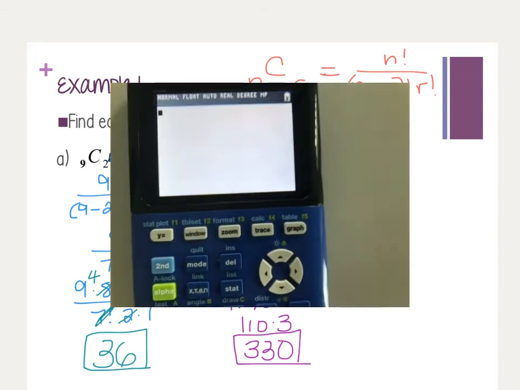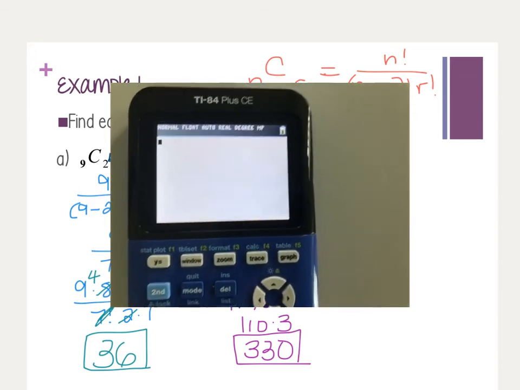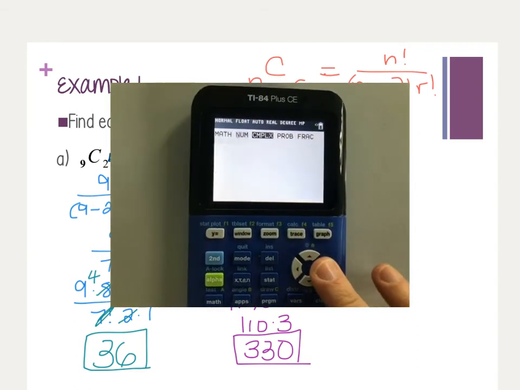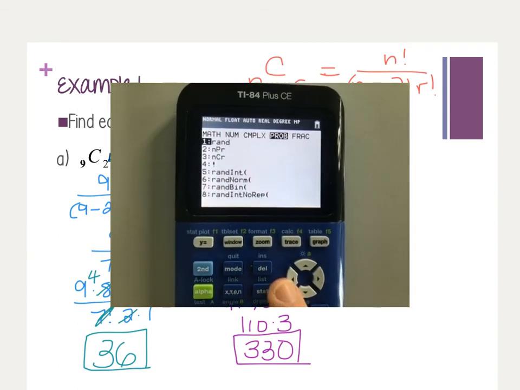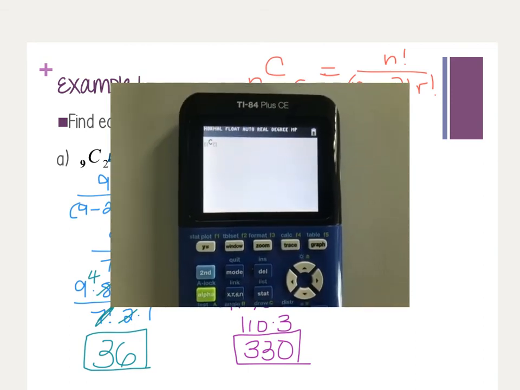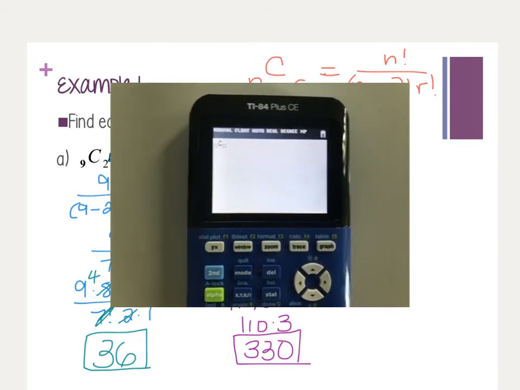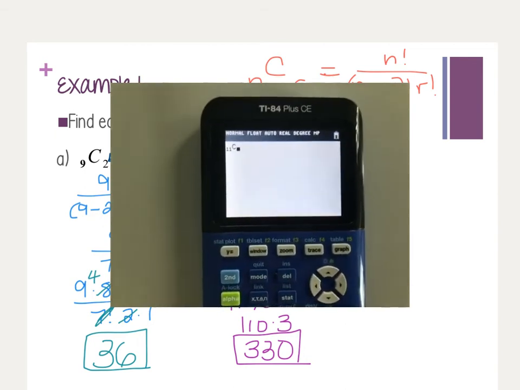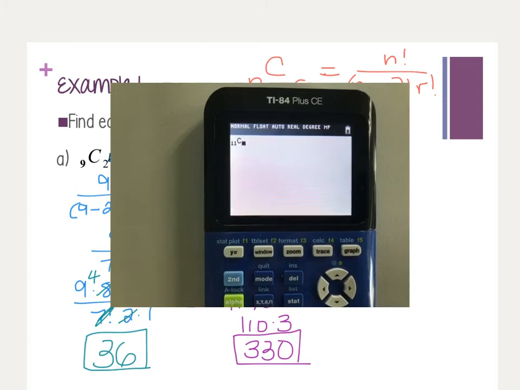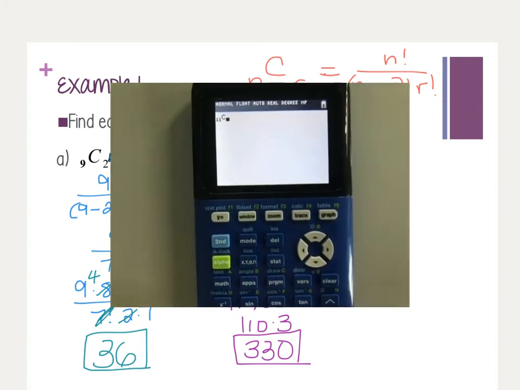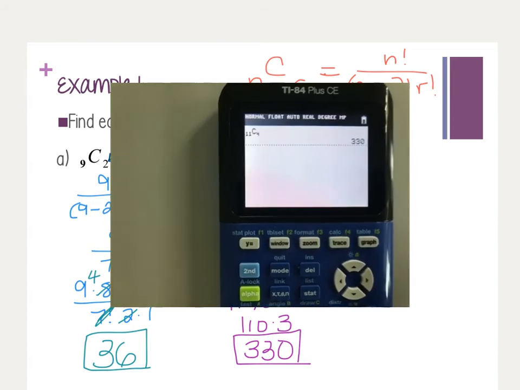Okay, so on the calculator, if you go into math and you go over to probability, there's that NCR. If I hit enter there, on the left goes my N, which in this case was 11. On the right goes my R, which in this case was 4. And then I hit enter, and there's my 330.